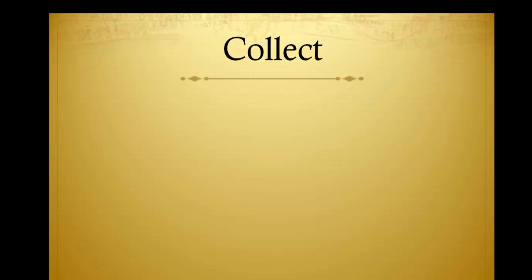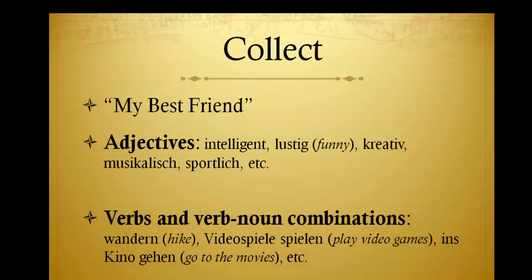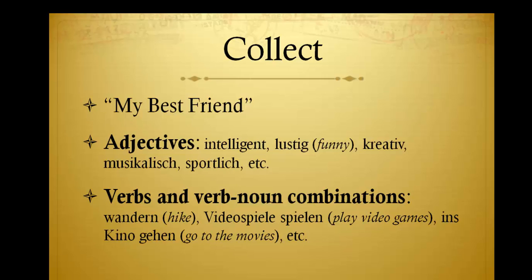Let's say your topic is my best friend. You will probably need adjectives describing your friend such as intelligent, lustig, kreativ, musikalisch, sportlich, and others. Verbs and verb-noun combinations to express what your friend likes to do. For example, wandern, Videospiele spielen, ins Kino gehen, etc.